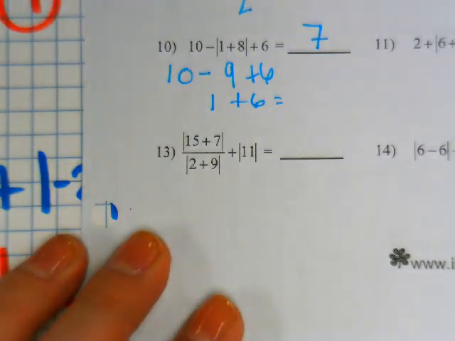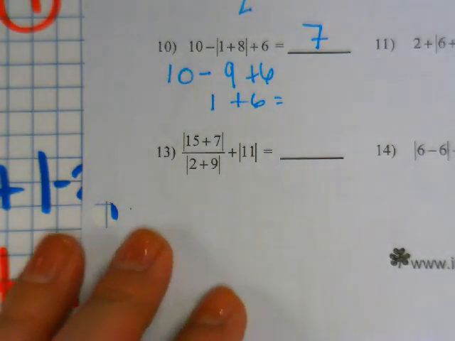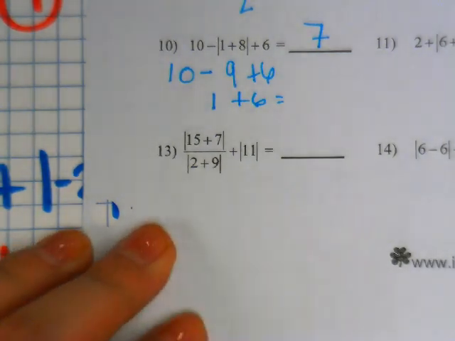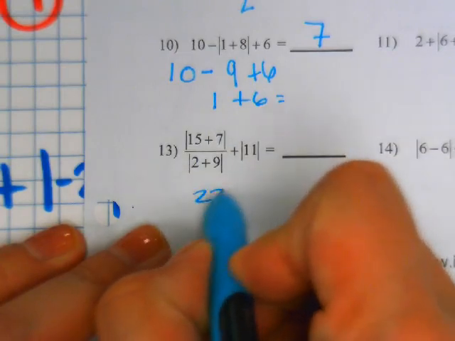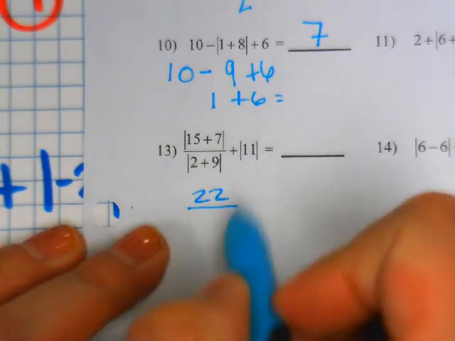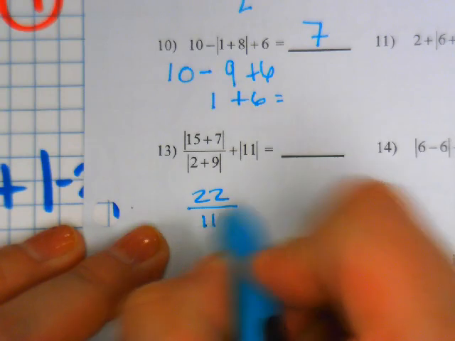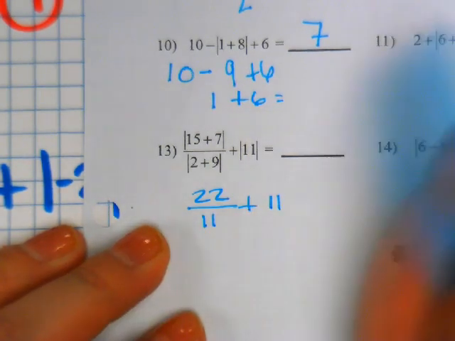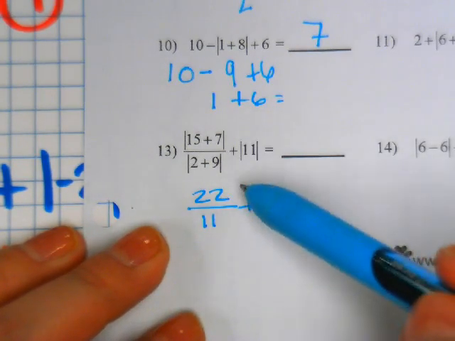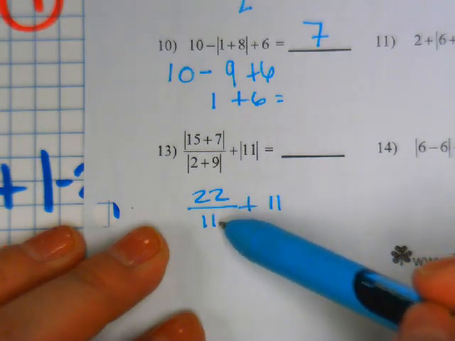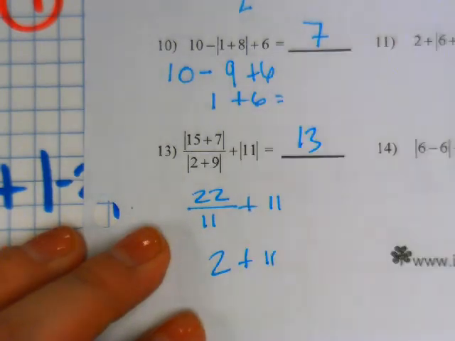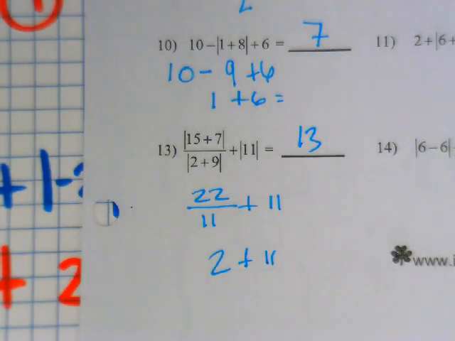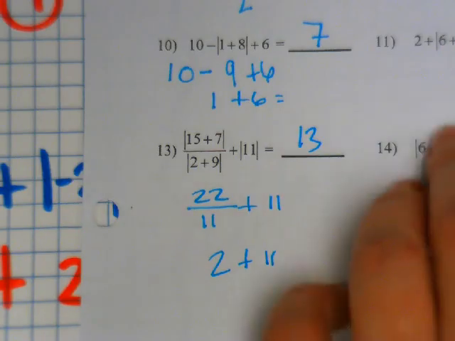All right, 13 looks scary. But is it? No. Just check right here. What's 15 plus 7? 22 divided by 2 plus 9. 11 plus 11. So we're going to do the division first. What's 22 divided by 11? 2 plus 11? 13. They just look harder. All right, to the back.